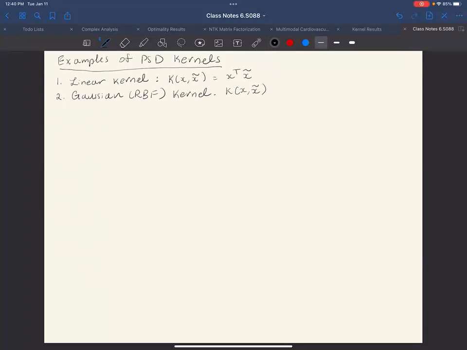But this kernel is just e to the power of some parameter L times the norm of the difference between x and x tilde, squared. And this is for some positive L. You can take some positive real value. Of course, if instead of L being positive you take L equals 0, you'll get 1 everywhere. This will give you a training Gram matrix of all 1s. This is kind of useless. So you want to take L to be something positive.